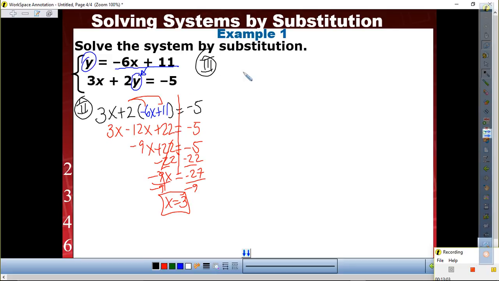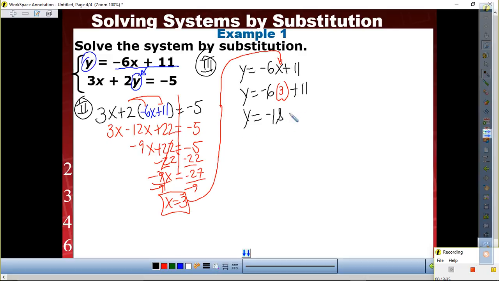Bam. So go back to the first equation, y equals negative 6x plus 11, and substitute the value of the variable into that equation. So this is y equals negative 6, and in parentheses, what do we write? 3, plus 11. Y equals negative 18 plus 11. Y equals negative what? 7.